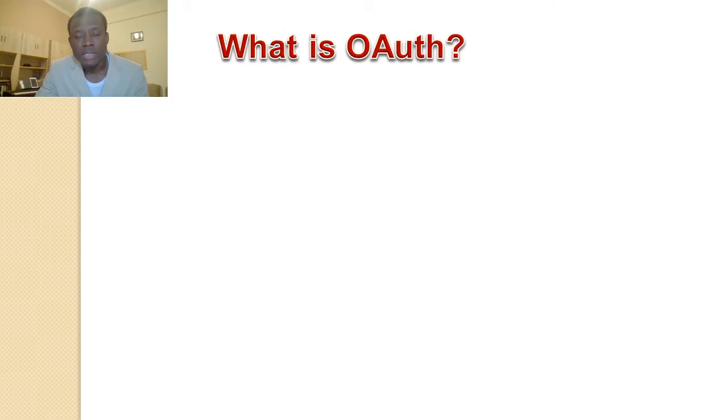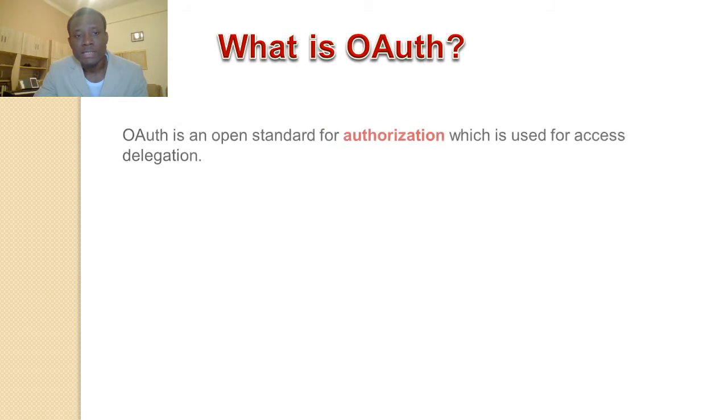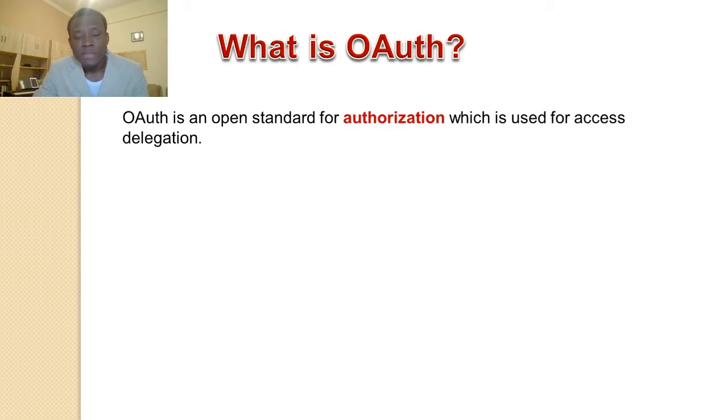So what really is OAuth? As I mentioned before, OAuth stands for Open Authentication and is an open standard for authorization which is used for access delegation. I've actually highlighted authorization because I'm going to use this to help you see the difference between OAuth and OpenID. Because OpenID is used for authentication while OAuth is used for authorization.